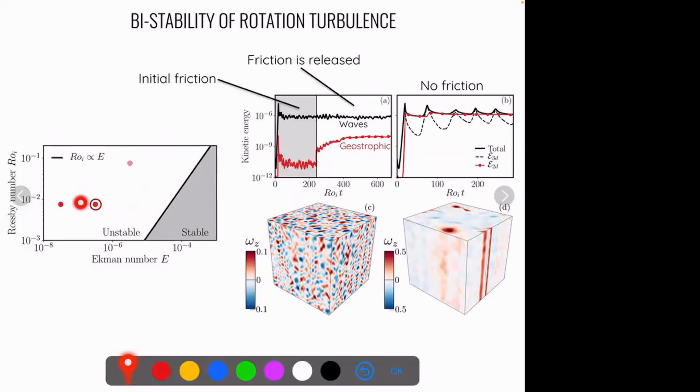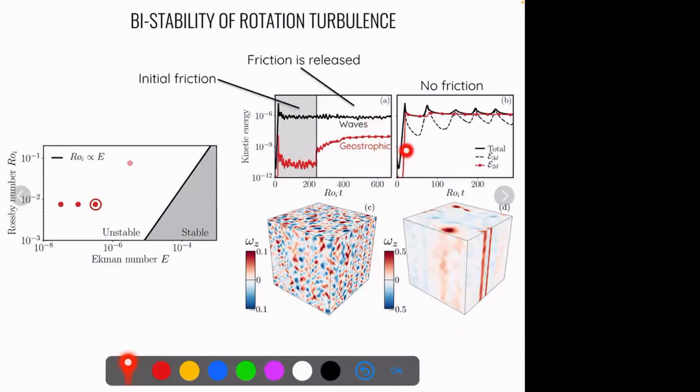I do a first simulation where I start by creating a wave turbulence by putting the friction. At some point, I remove the friction and let the geostrophic flow evolve freely. And you see that although it increases a bit initially, it reaches a plateau and remains completely subdominant for the rest until the end of times, compared to waves.